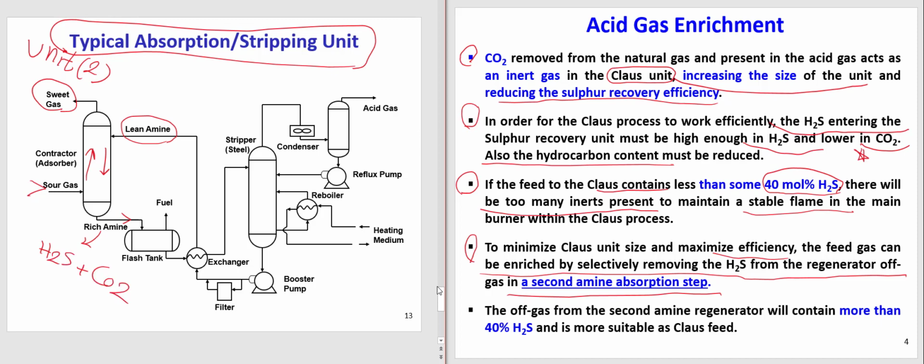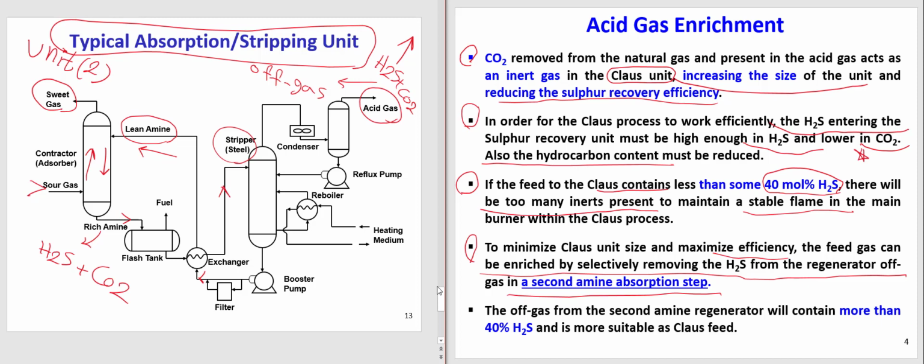Then your amine goes to the regenerator. Now you have an amine which is rich in H2S and CO2, so it goes to the regenerator, which is a distillation column. At the end, you will remove your acid gas, which is H2S and CO2, that we also call off gas. And then you have a lean amine that goes back to the absorber. So this off gas, which now has H2S and CO2, will be sent to an acid enrichment unit, which is exactly the same process.